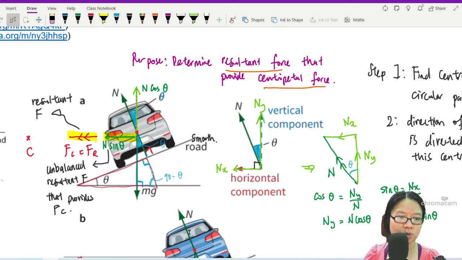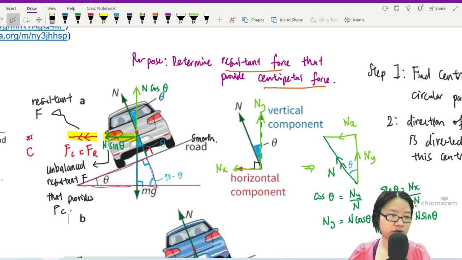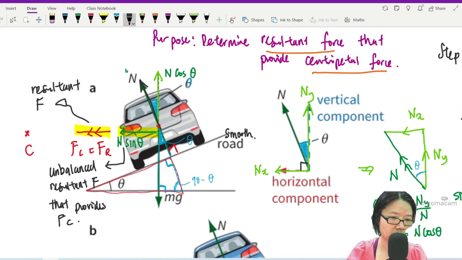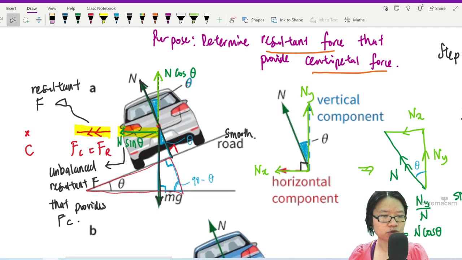So step 1, what did we do? We find the center of the circular motion here. Step 2, we look at the forces that we have. What force do we have again? We have the normal force in this direction. Okay, I'm going to draw this in black for you. We have this normal force here. The road is assumed to be smooth or friction is negligible. And the other force that we have is mg, which is here. So you have n, and then you have mg.